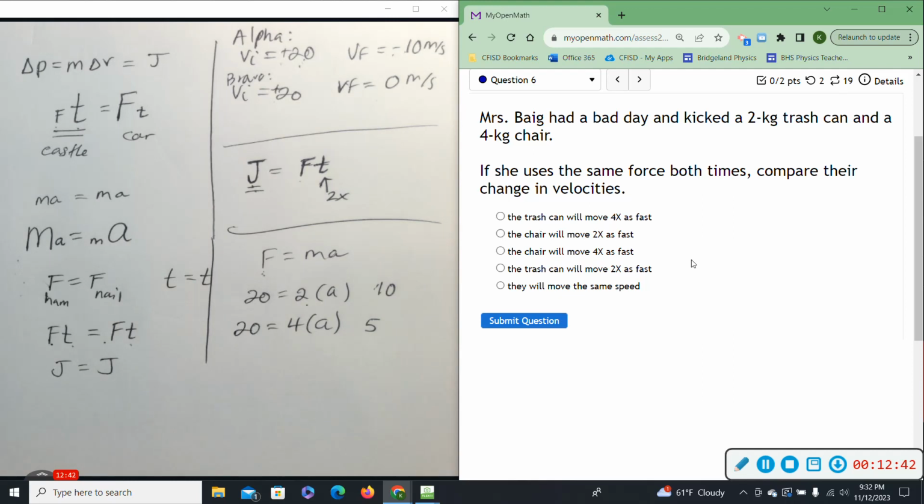And so it wants us to compare their changes in velocity. That trash can will have a change in velocity that is 2 times greater. It will move 2 times as fast compared to that larger, more massive chair.